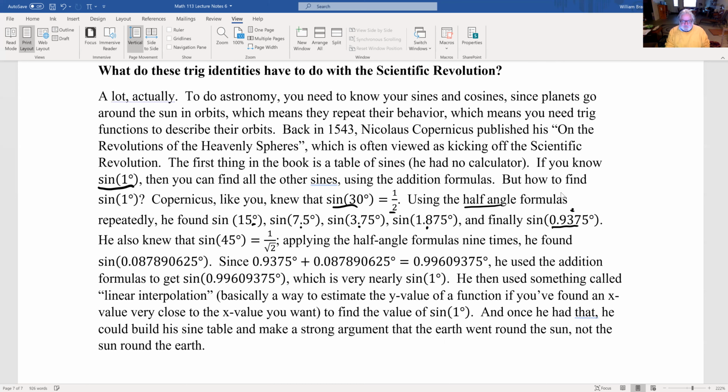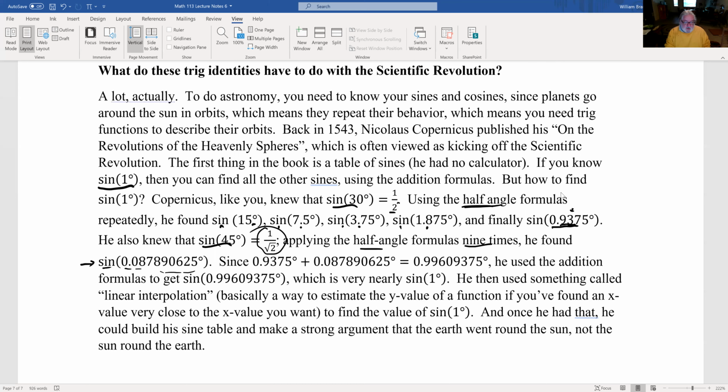Oh, I might have rounded this. So by using the half angle formulas, you can find an angle that's very close to 1, and you can figure out what the sine of that is because you have the half angle formulas. And at each step, you're going to need to actually calculate the cosine of all those things as well. Sine of 45 degrees is 1/√2. We know that. Applying the half angle formula 9 times, you can find sine of this very small number as well as the cosine of that number.